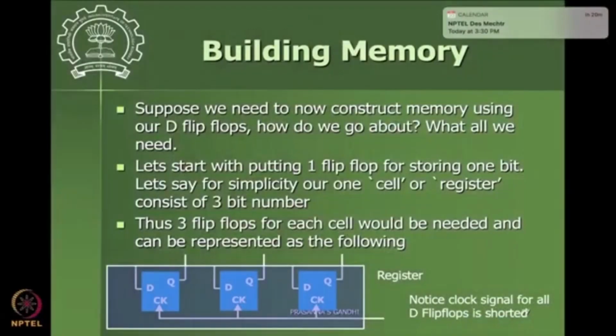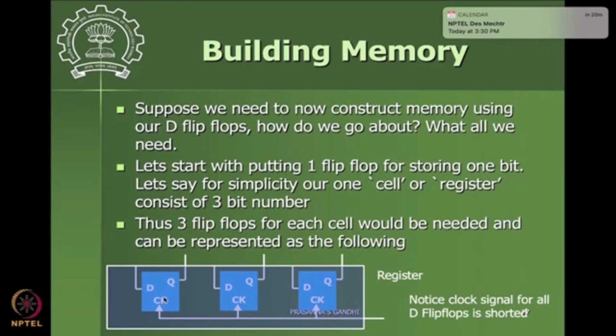Okay, so let me switch to the screen. What we are going to see is how do we build memory out of the D flip-flops that we have seen before. If you recall, the D flip-flops hold their state as long as the clock input is given to them. If this clock input goes as a pulse here, then whatever input is available here will be stored, and that value will be available as Q.